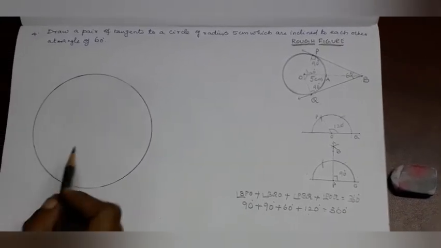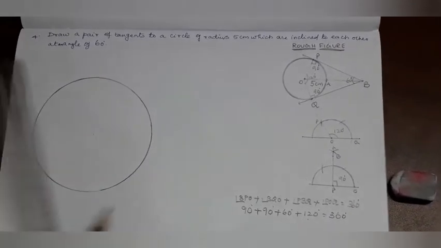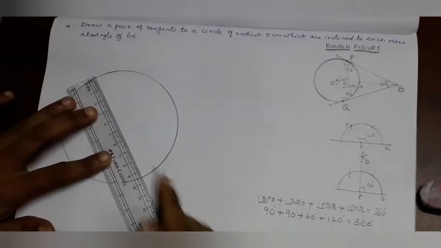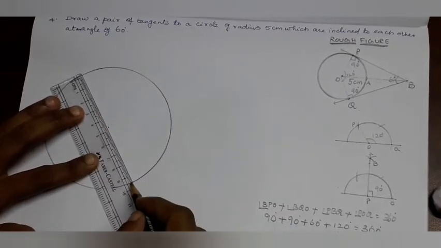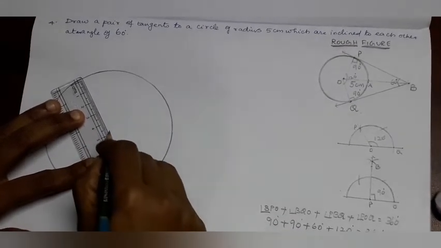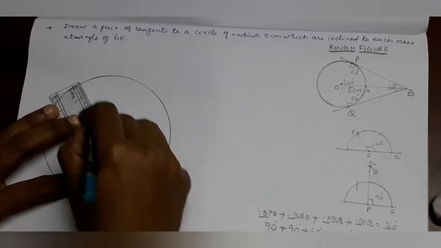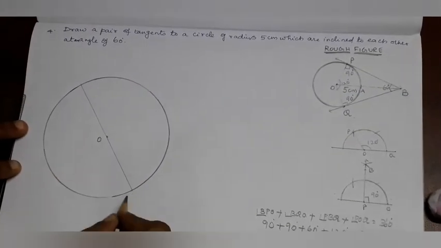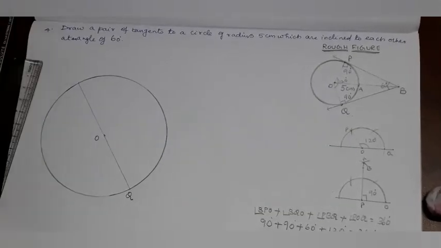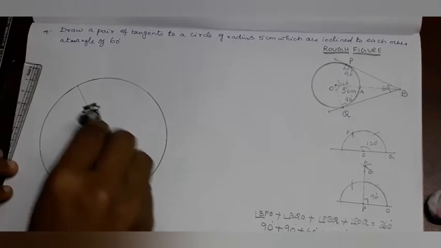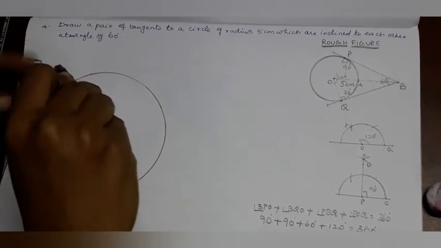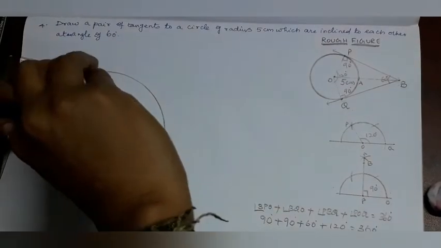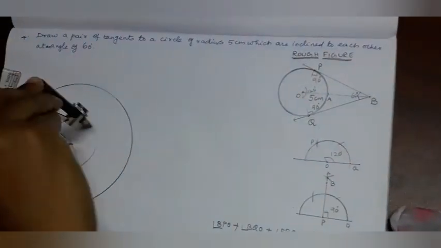Now we have to draw 120 degrees at the center. As a center angle, we have to draw a diameter. Draw the diameter, mark it as P and mark it as Q. Now we have to draw an angle of 120 degrees. You know very well how to draw 120 degrees by cutting an arc.